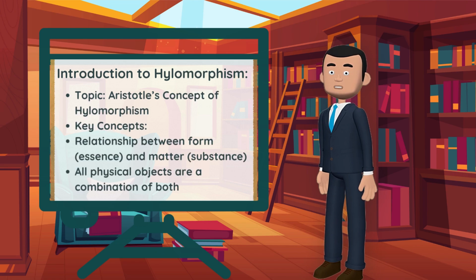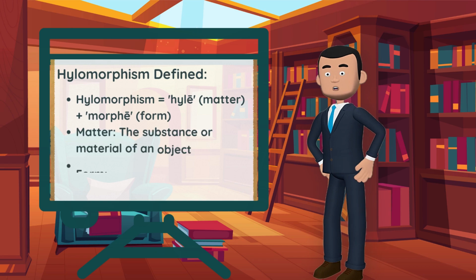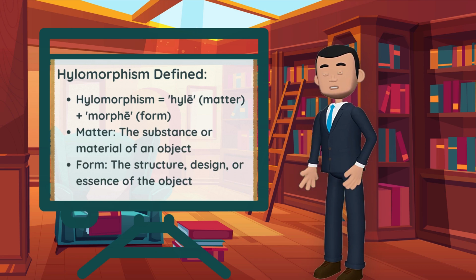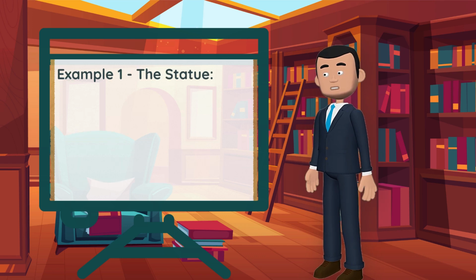The word hylomorphism comes from two Greek words, Hyle, which means matter, and Morphe, which means form. What Aristotle is doing here is breaking down the essence of physical objects into two key components, matter and form. These two components work together to make up everything we see and experience in the physical world.